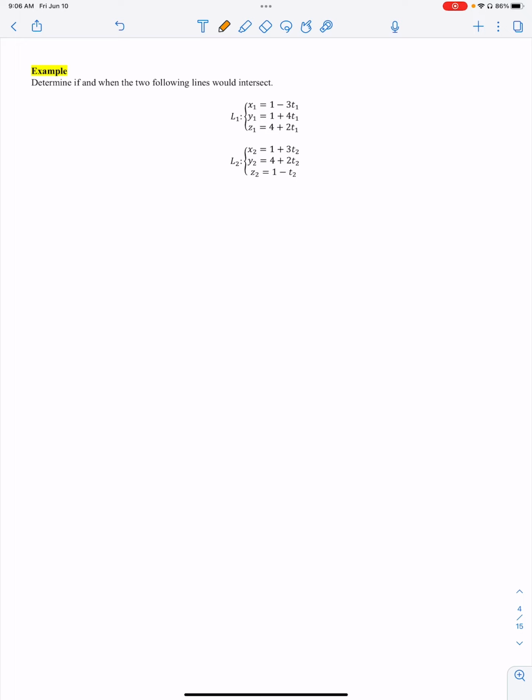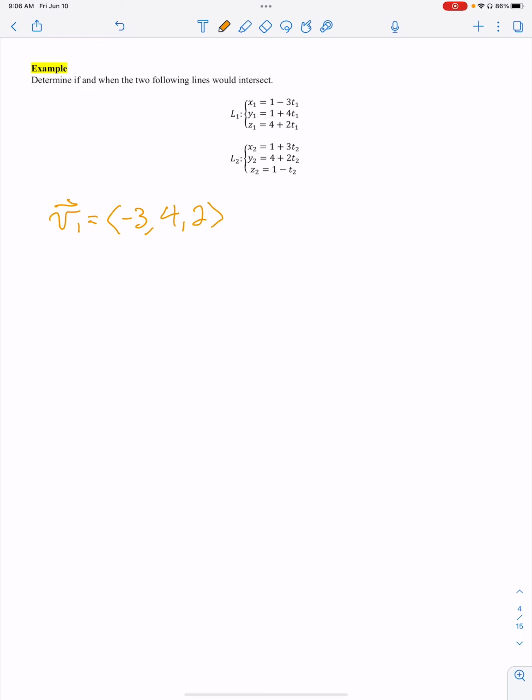So if I have two lines, the first thing I should try to determine is whether they're parallel. So I take V1. Remember, V1 comes from the numbers in front of our t, like mx plus b, so it's the slope. So -3, 4, and 2. There's my directional vector for V1. And then I check V2, and I write down those directional vectors, 3, 2, -1.